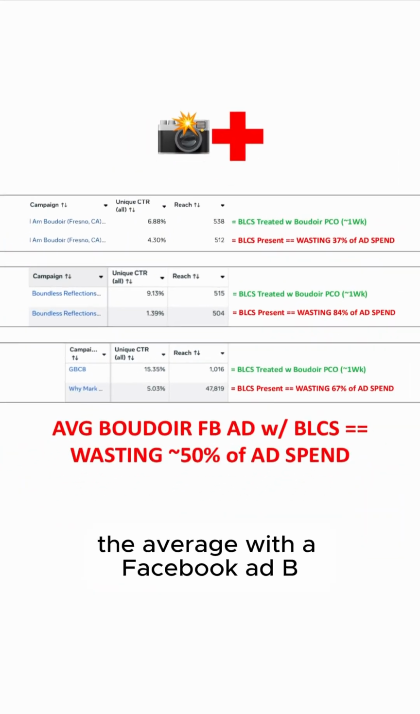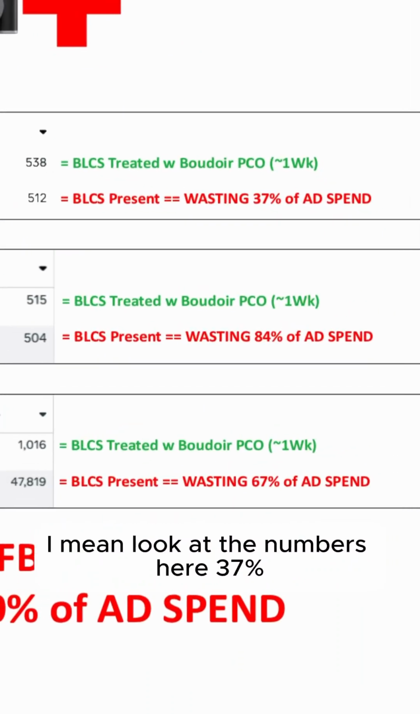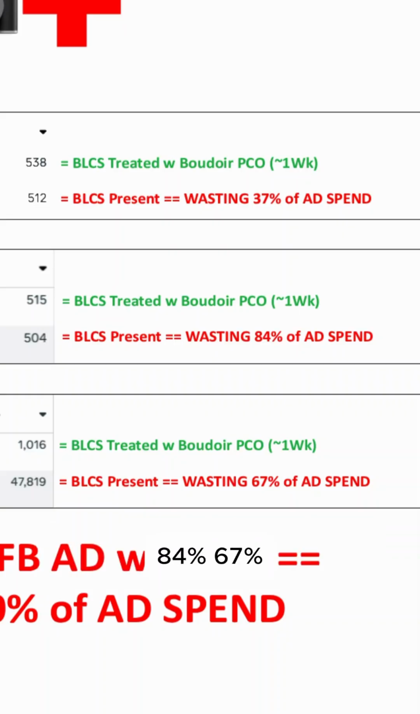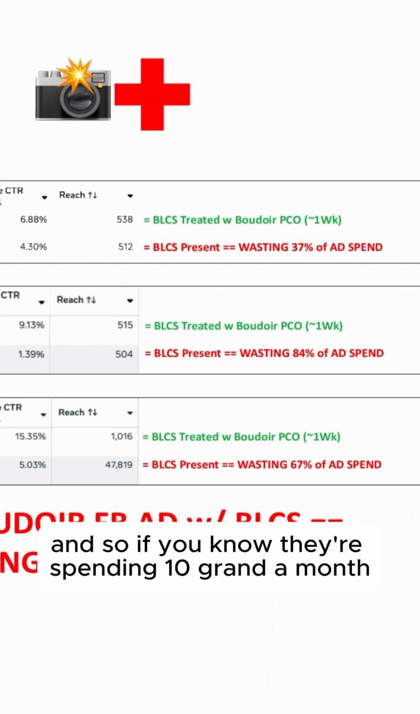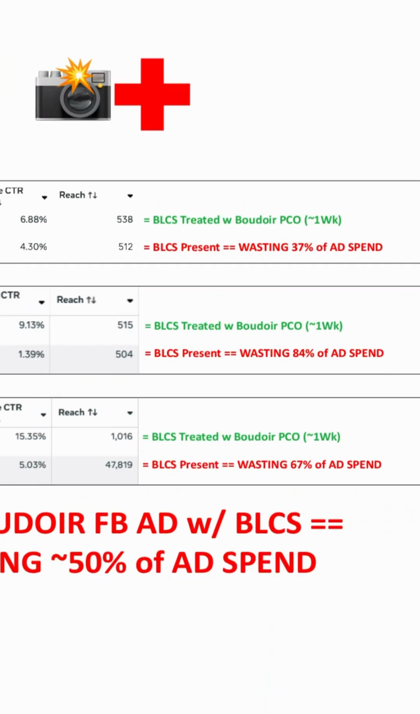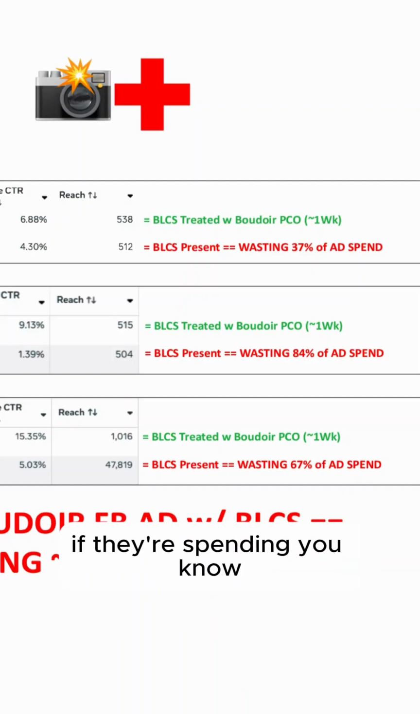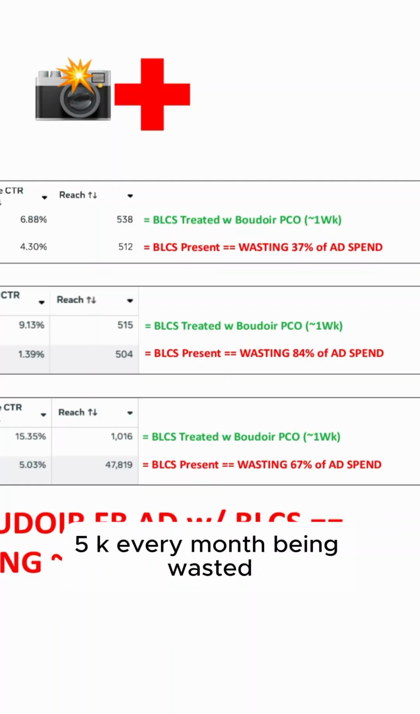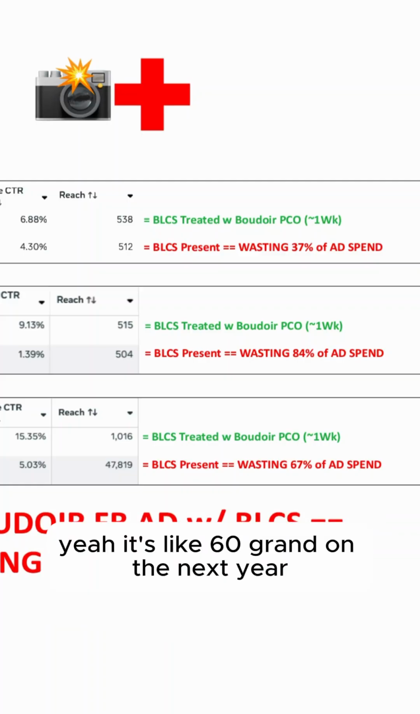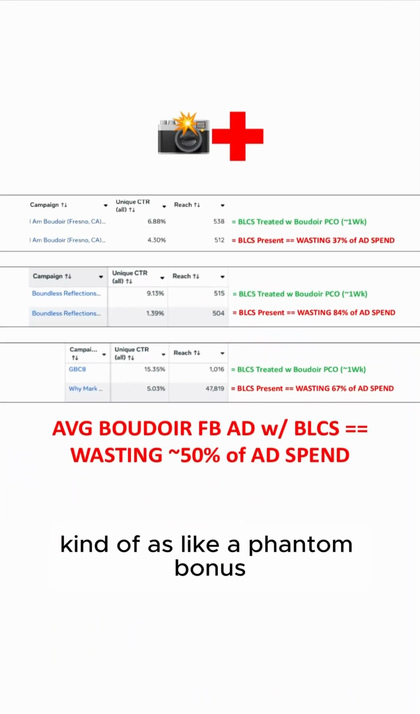So from what I've seen, the average Boudoir Facebook ad with BLCS is wasting about 50% of its ad spend. I mean, look at the numbers here: 37%, 84%, 67%. So if the average Boudoir Facebook advertiser with BLCS is spending 10 grand a month in Boudoir Facebook ads, about 5K every month is being wasted. Like 60 grand over the next year, and that can be eliminated and put back into the business owner's pocket, kind of like a phantom bonus.